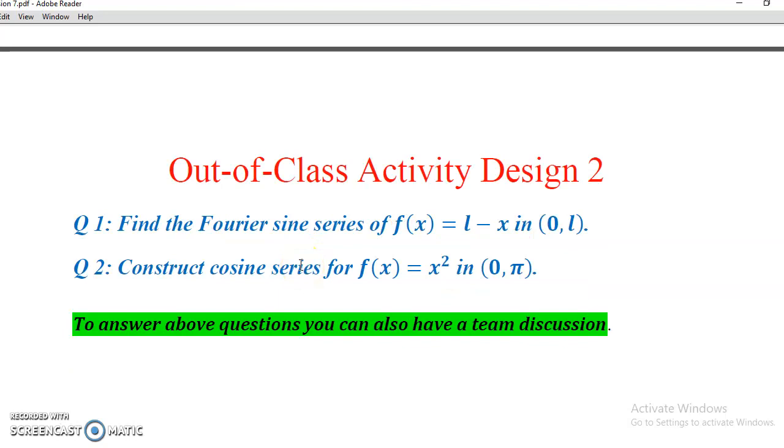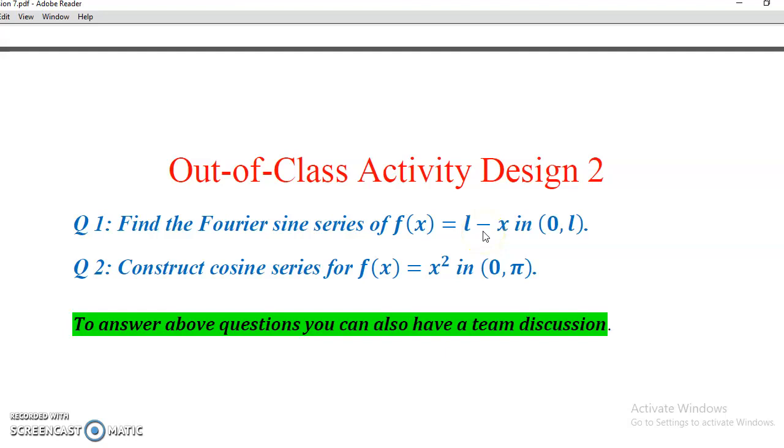Now, out of class activity, design 2. Question number 1: find the Fourier sine series of f of x equal to L minus x in the interval 0 to L. You know the formula for 0 to L, and the function is here, L minus x again, which means in Bn you have to use Bernoulli's formula.